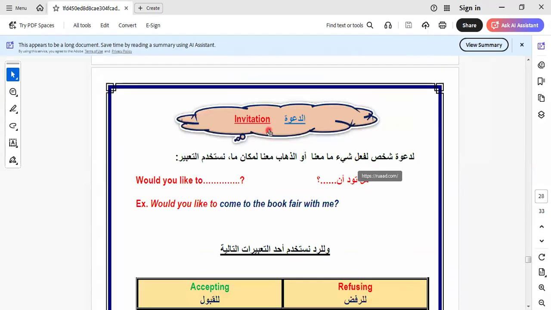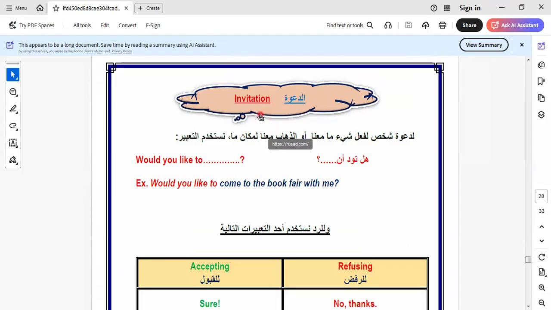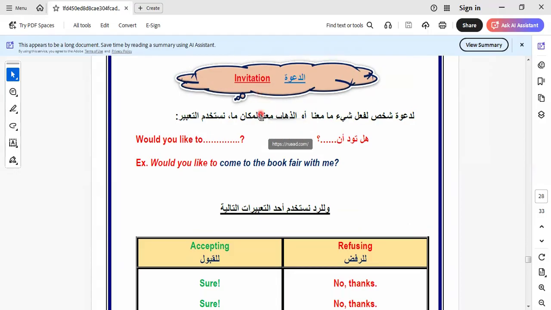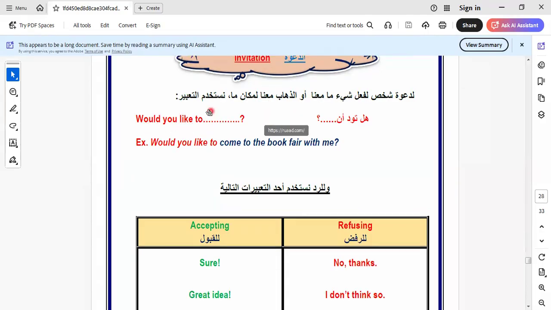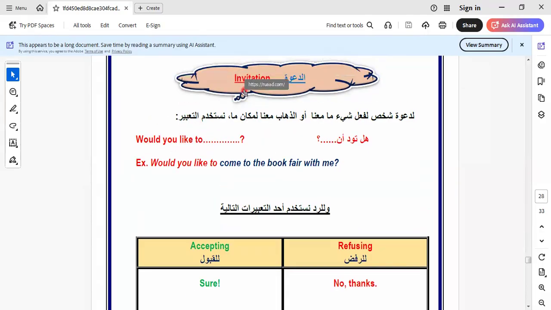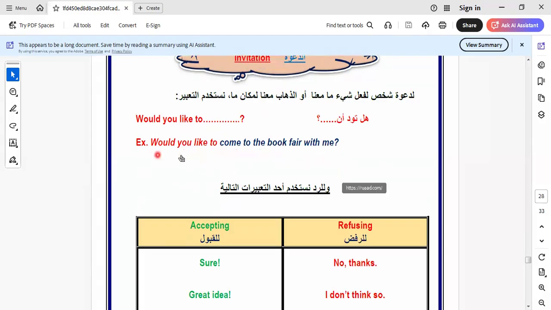Here we say invitation means I invite someone to my birthday party, or I invite someone to an event, or invite someone to have something, and so on. So this is called the invitation. When we describe the invitation, we use the expression would you like to. So here we say, would you like to come to the book fair with me, or would you come to the park with me?